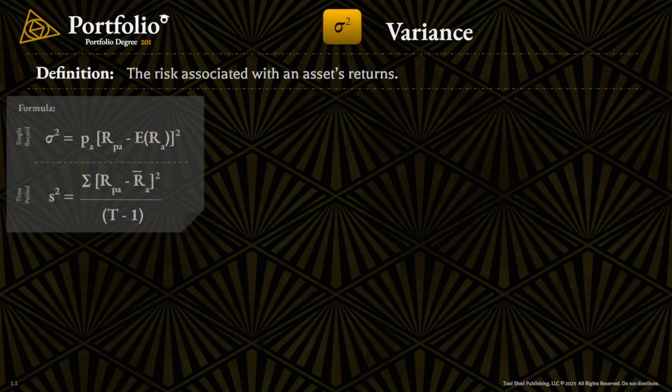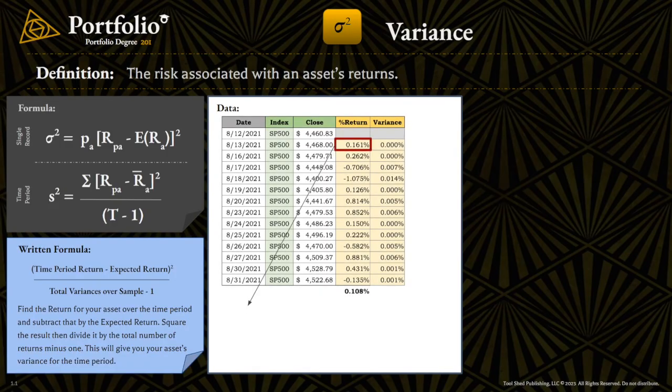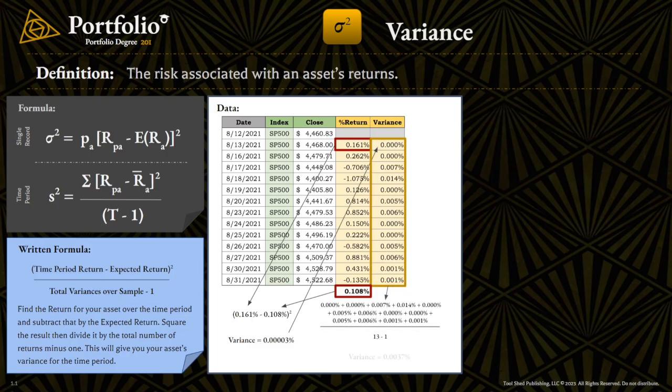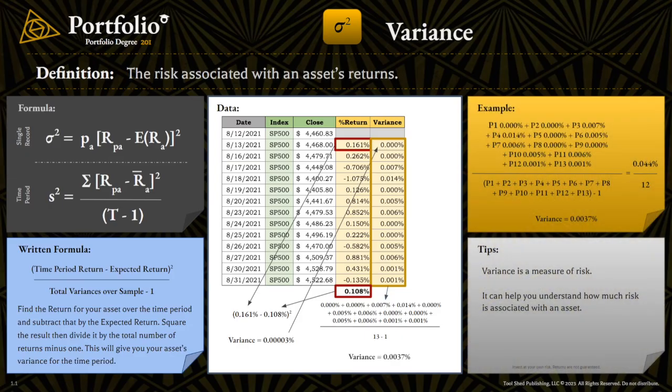Another foundational metric is variance, and with variance, you're essentially taking your time period return, you're subtracting your expected return, and then you're taking the square root of that. And then for the population, you're taking all of your variances and then dividing them by the total number of records minus 1. So here's an example where you find the variance for a time period.